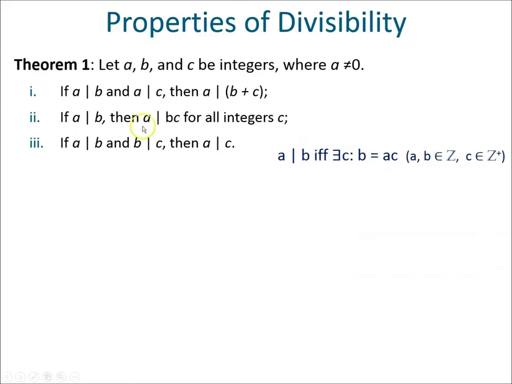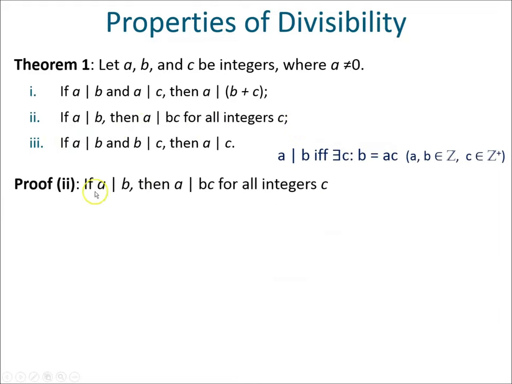Let's look at the second property of divisibility, which tells me if A divides B, then A divides B times C for all integers C, where C is a positive integer. If I try out some values, A equals 3 and B equals 15, and I say C is 2, then you know it checks out: 3 divides into 30 evenly. By looking at it like this, it makes sense, but we want to prove that for all integers A, B and C, this is going to work.